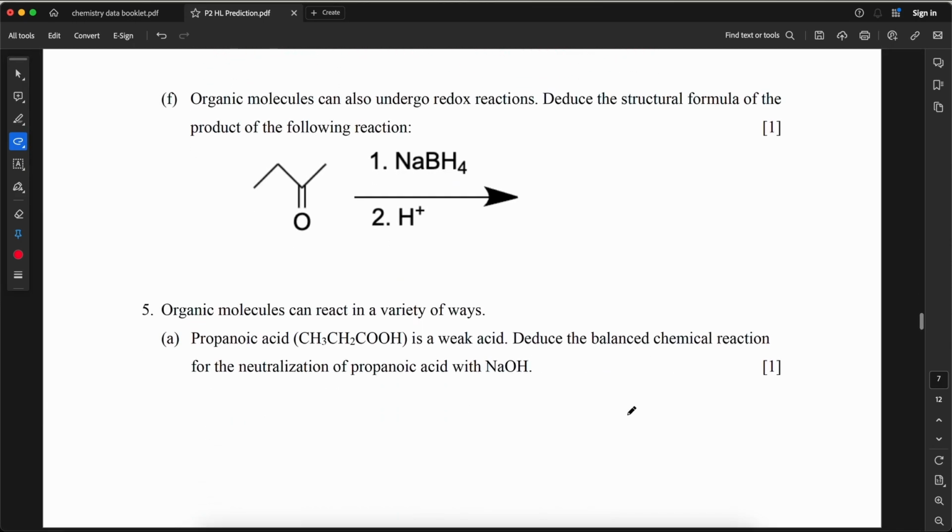Organic molecules can also undergo redox reaction. Deduce the structural formula of the product of the following reaction. So this one is ketone.